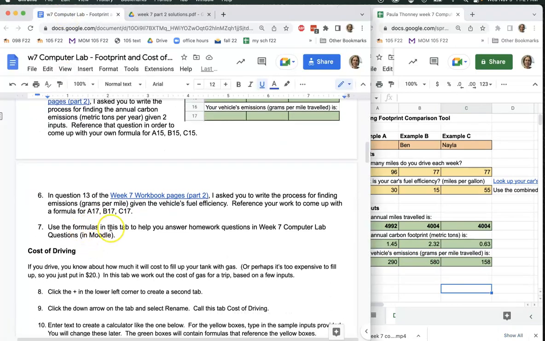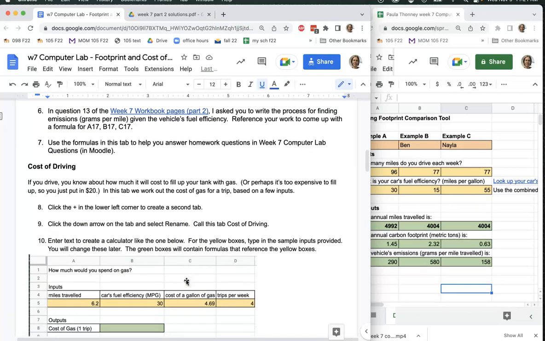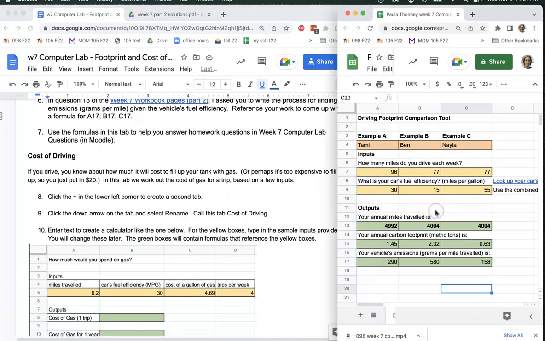So now you are ready to go to the week 7 computer lab questions in Moodle and use this calculator. And remember that when you're doing those problems, you can just go in here and change this to say 300. What will be impacted? Will all of these change if I change that to 300? No, only the top two. The third one depends only on the car's fuel efficiency. If I change this to 49 miles to the gallon, then these two would change and this wouldn't change.